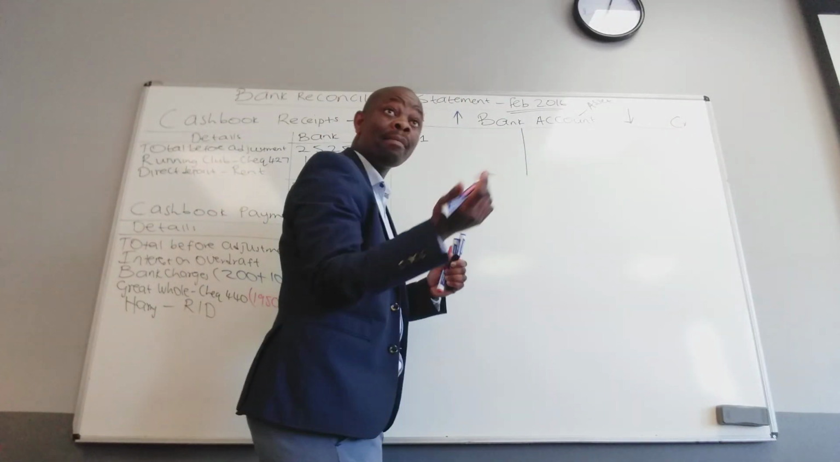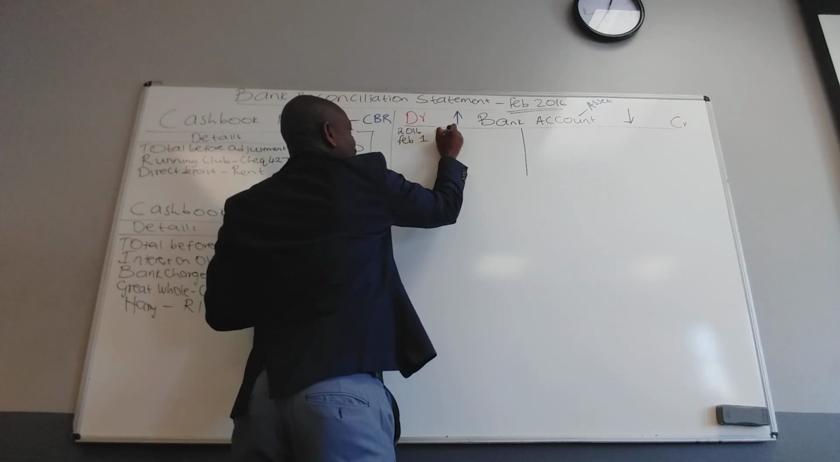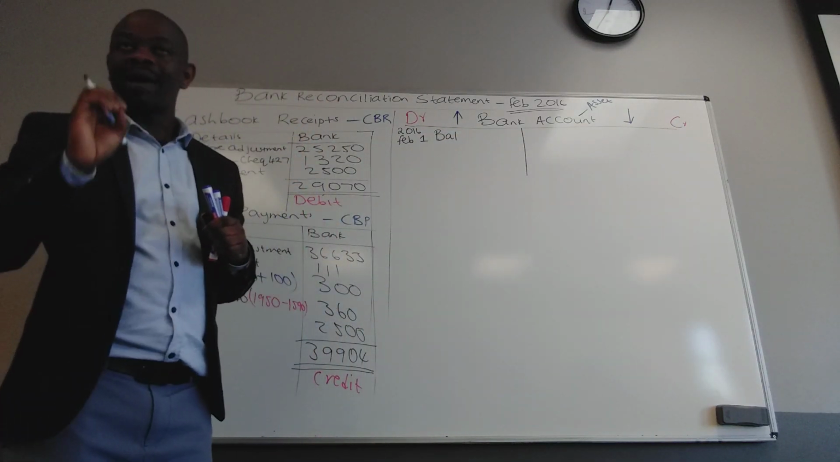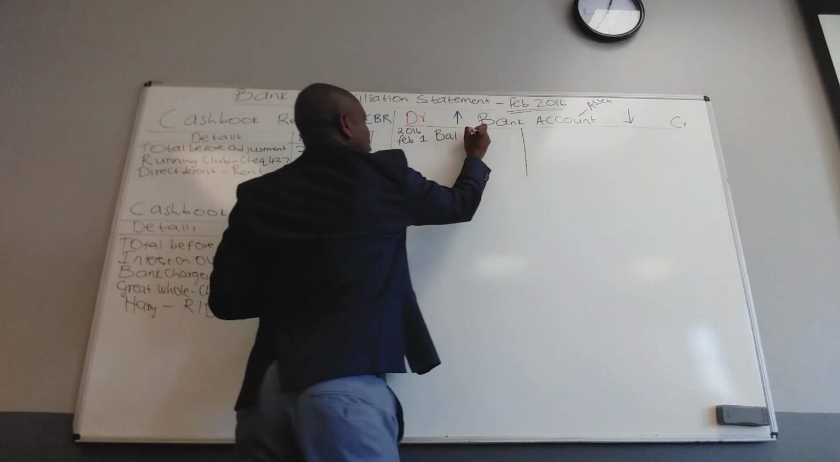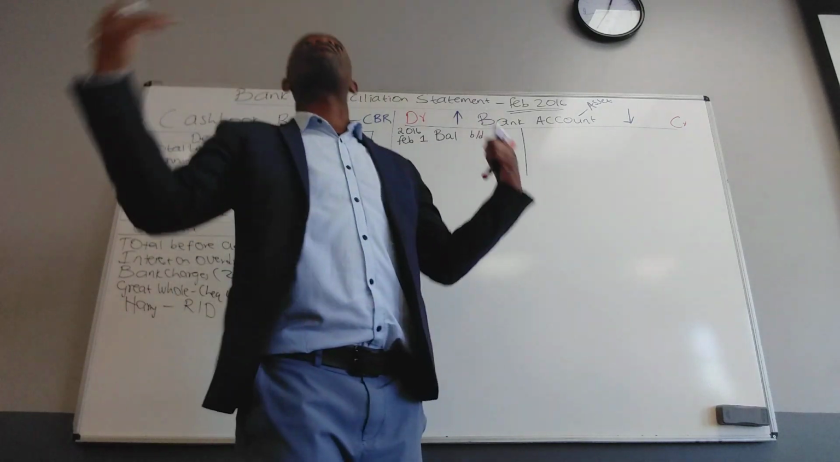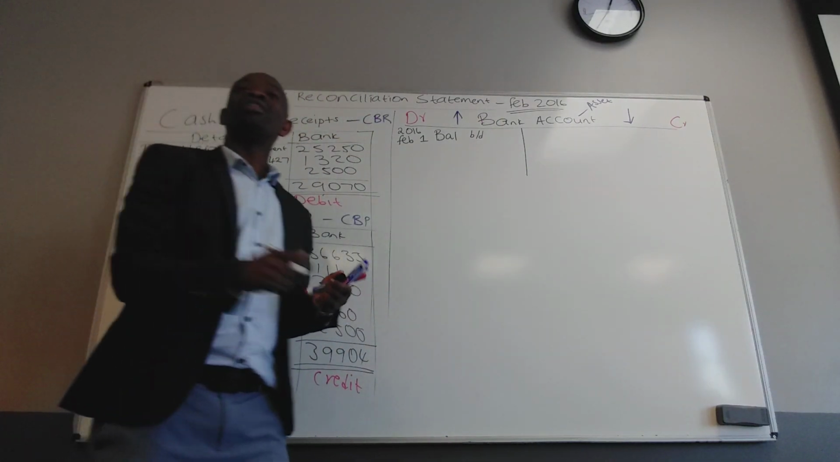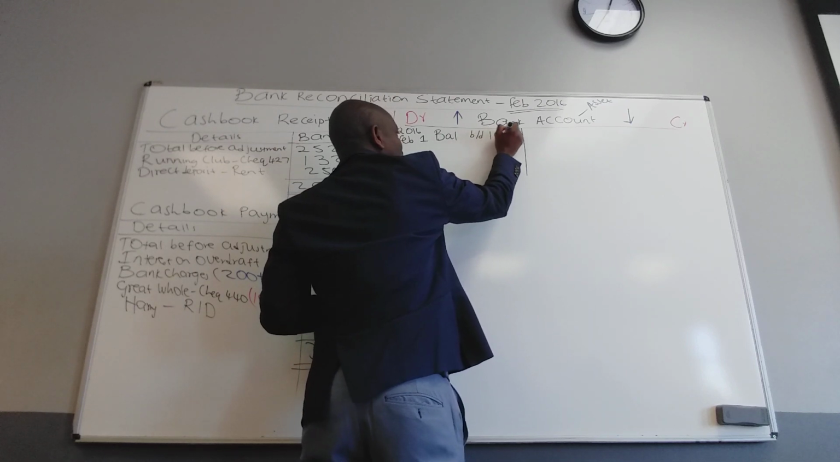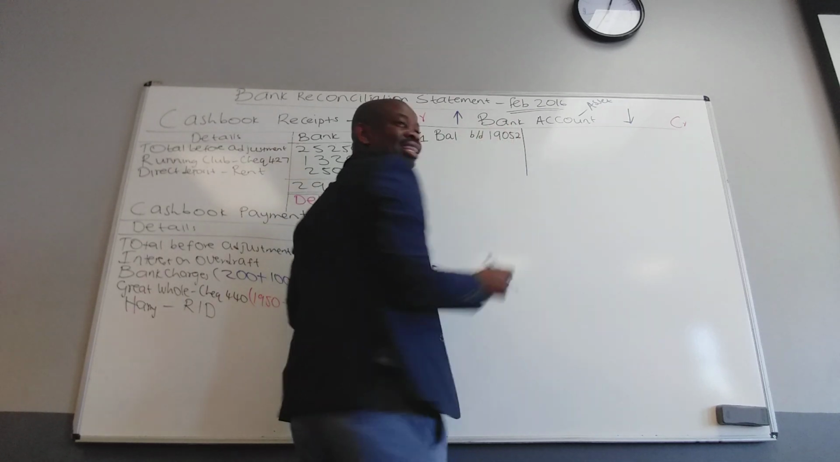Because of space, guys, I'm going to abbreviate a bit. I'm going to call this a balance brought down. I'm going to leave it like this, but you must write in full in your case. Balance brought down. I'm just going to say BD or BF, brought forward. And you give me that amount that you said is given: 19,052. That's the first step, guys.